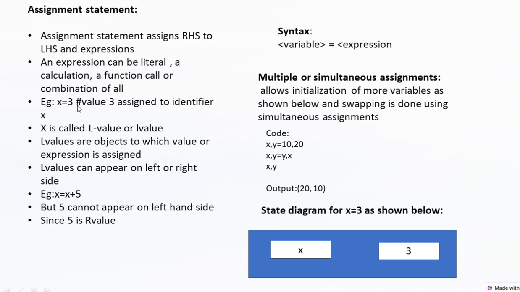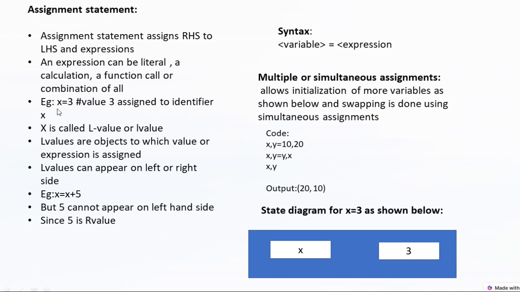So as I said, x is equal to 3 is an assignment statement. Value 3 is assigned to the variable or to the identifier x. Now here x is called an L value. That is, it can be capital L or small l. We call it an L value. So what are L values? Even such things are asked for 1 marks. L values are objects to which the value or the expression is assigned.